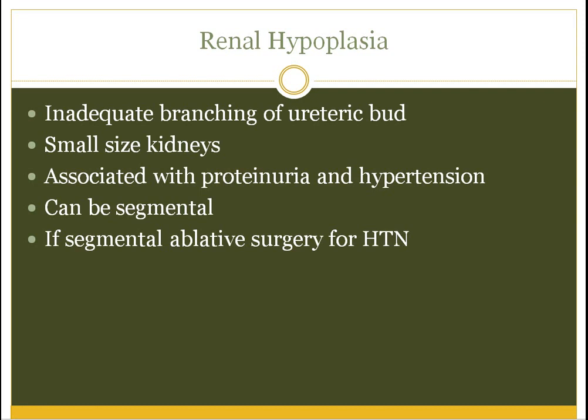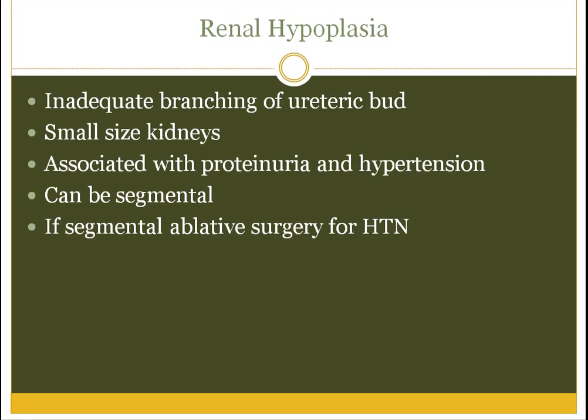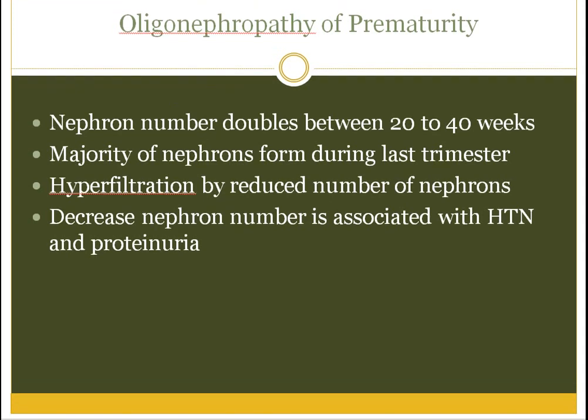And there are small kidneys, so they initially undergo hypertrophy, and then, due to increased pressure, they undergo development of what is called FSGS, and that is a tip variant. Pathologically, the lesions of glomerular sclerosis are seen in the tip. That's why it's called a tip variant, and that is associated with hypertension and proteinuria. And sometimes, if it's just segmental, you can think of removing it in order to treat hypertension, though very rarely do you do that.